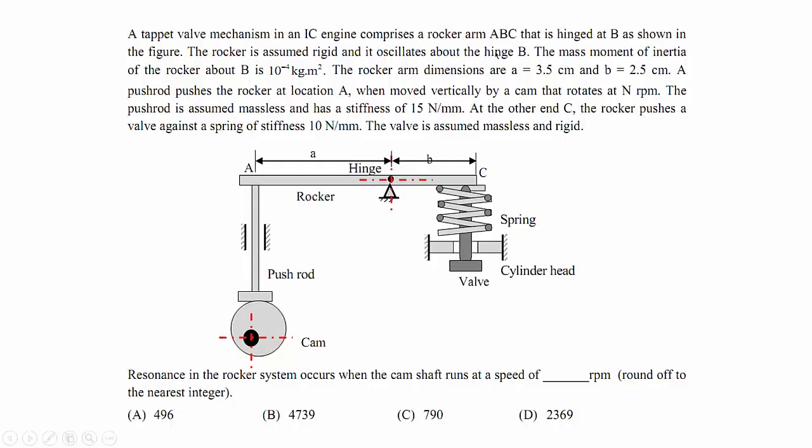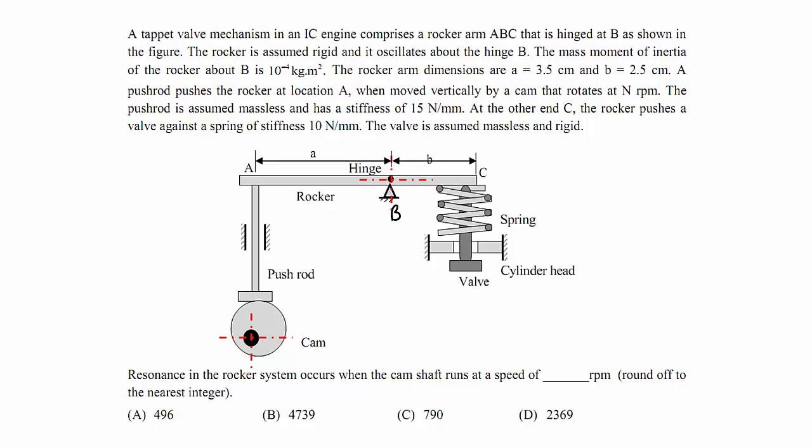This question is from the topic vibrations. A tappet valve mechanism in an IC engine comprises a rocker arm ABC. Okay, rocker arm ABC is given to us. It is hinged at B as shown in the figure. The rocker arm is assumed to be rigid and it oscillates about the hinge B.